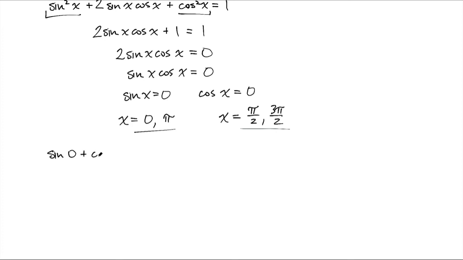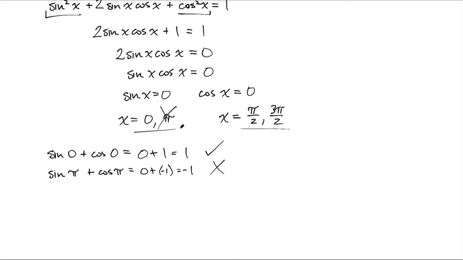sine of 0 plus cosine of 0 is equal to 0 plus 1, which is equal to 1. That works. Sine of pi plus cosine of pi is 0 plus negative 1, which equals negative 1. That does not equal 1, so that does not work. Pi is not actually a solution.